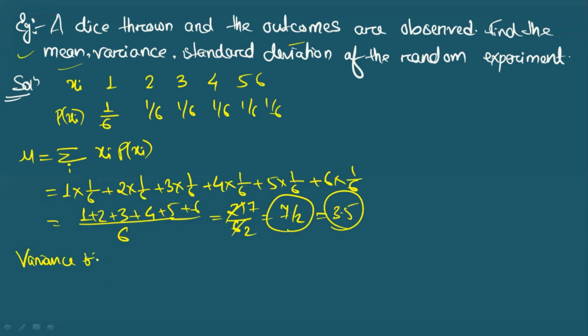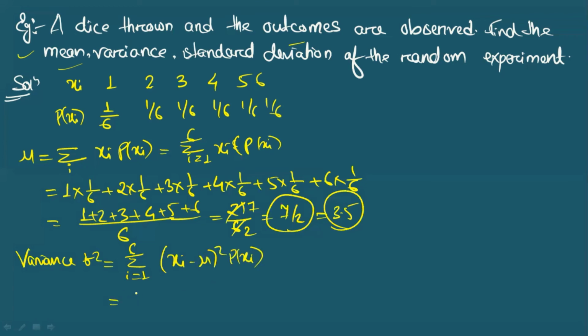So variance sigma square is equal to what? Summation, and here you can see one more thing, i equals 1 to 6. And you can write xi probability of xi. Now let's see the variance. So summation i equals 1 to 6, and here it is (xi minus mu) whole square, probability of xi.